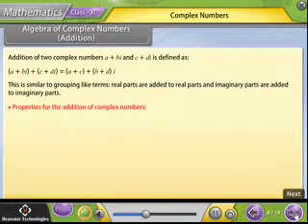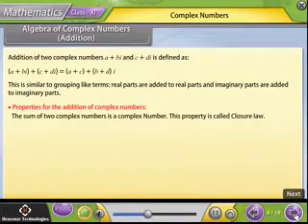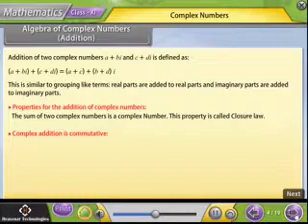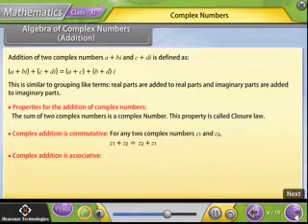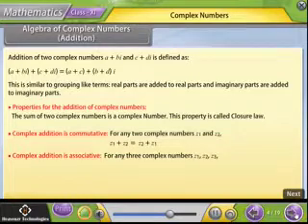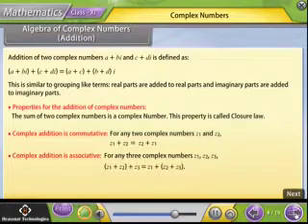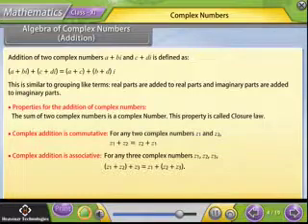Properties for the addition of complex numbers. The sum of two complex numbers is a complex number. This property is called closure law. Complex addition is commutative. For any two complex numbers, z1 and z2, z1 plus z2 is equal to z2 plus z1. Complex addition is associative. For any three complex numbers, z1, z2, z3, z1 plus z2 plus z3 is equal to z1 plus z2 plus z3.